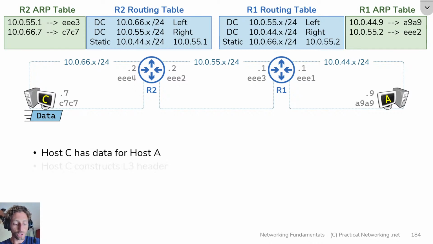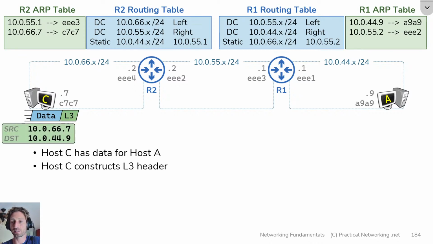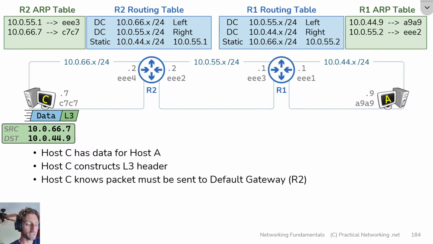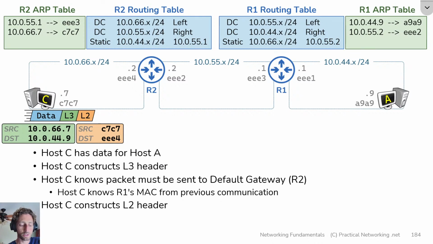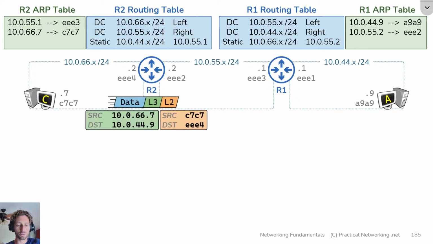Host C knows who it's trying to speak to, so it's able to create a layer 3 header with the source IP address of host C's address and a destination IP address of host A's IP address. And since host C received something from R2 earlier, it already knows the default gateway's MAC address. Oops, that should be R2. Wow, a couple typos right there. So therefore it's able to create the layer 2 header, which will get the packet from host C to EEE4, which is R2. That's what's going to get that packet to R2.